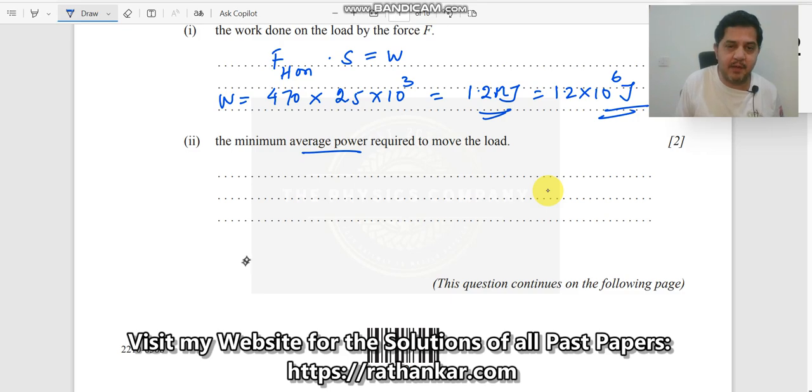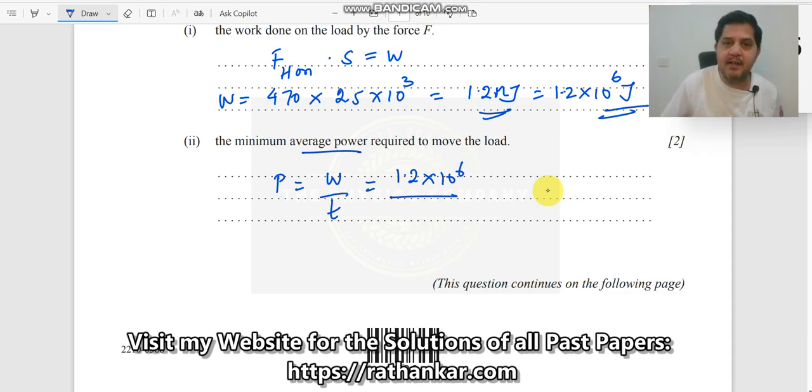Minimum average power. So anyway, you are looking only to move it along this direction, not vertically upwards. You already got the work done. You need to find out the power. How do you do it? Power is equal to work done divided by time. Work done we already got as 1.2 into 10 to the power of 6.